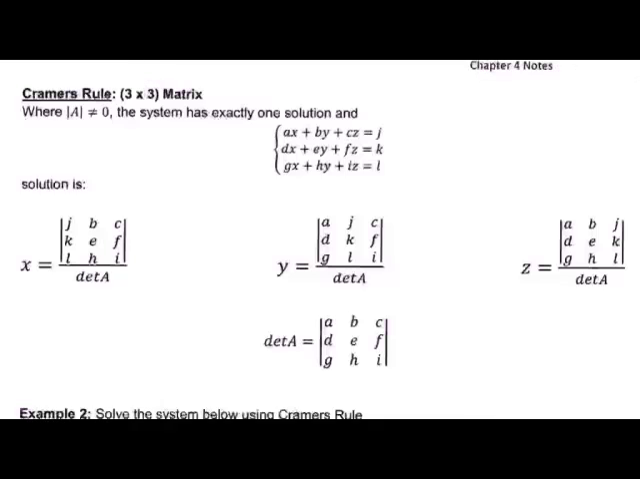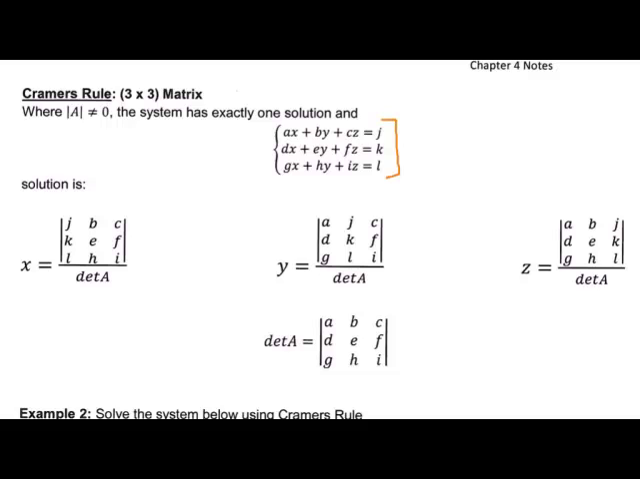We can also use Cramer's rule if we have a 3 by 3 matrix. Again, if the determinant of A does not equal 0, the system has exactly one solution. So again, just like before, here's our system of equations. Now we have added one more variable and one more equation. So the solution is similar to a 2 by 2. We're just adding in that third dimension.